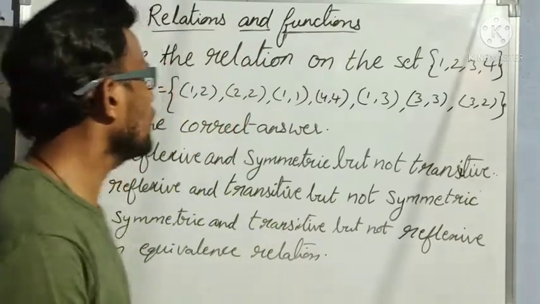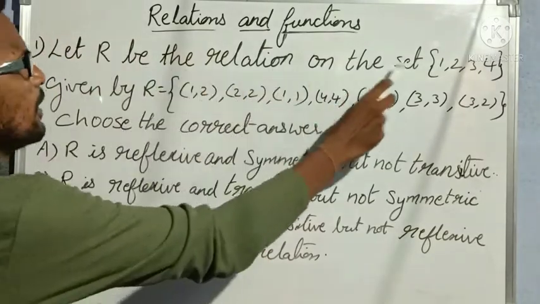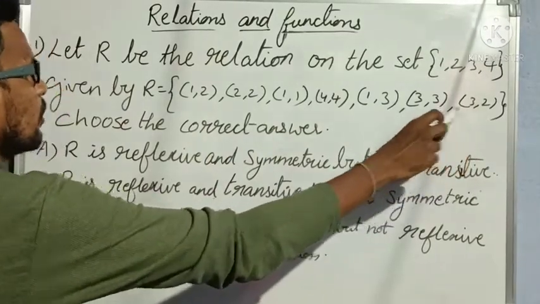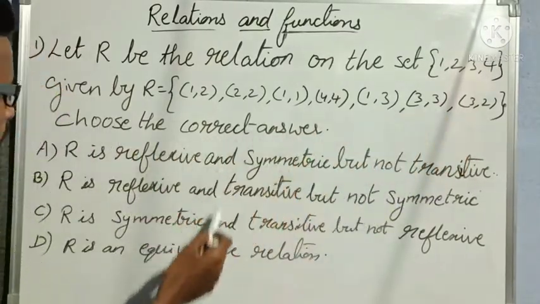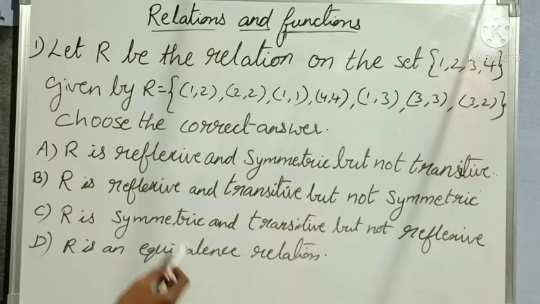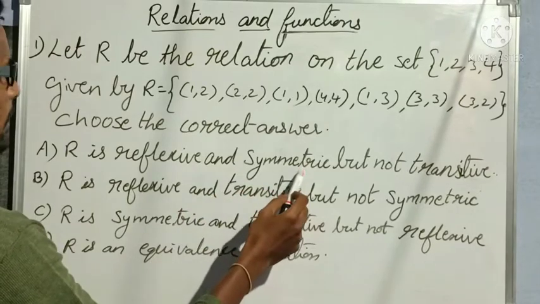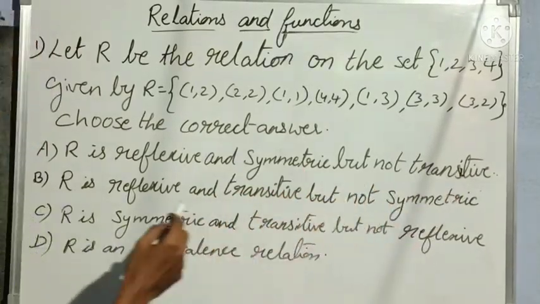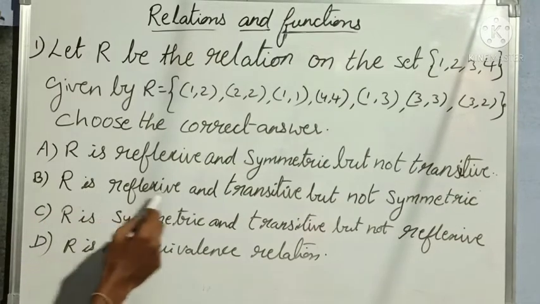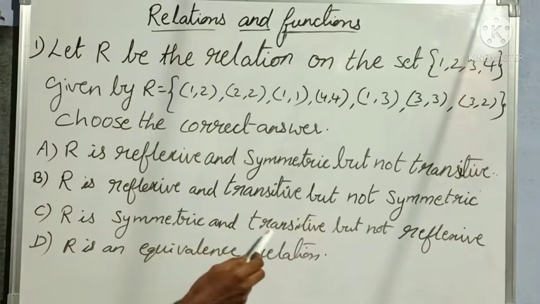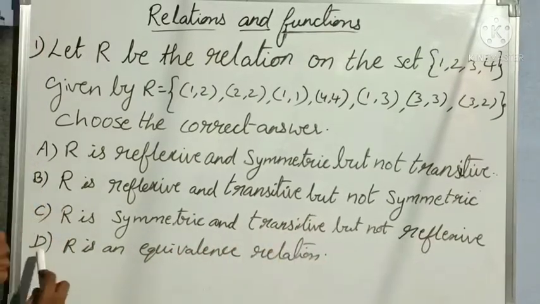Our first question is: let R be the relation on the set {1, 2, 3, 4} given by R equals this. This is the relation given in the question. Choose the correct answer from these four options. Option A: R is reflexive and symmetric but not transitive. Option B: R is reflexive and transitive but not symmetric. Option C: R is symmetric and transitive but not reflexive. And the fourth one: R is an equivalence relation. Among these four options, we have to see which one is correct.